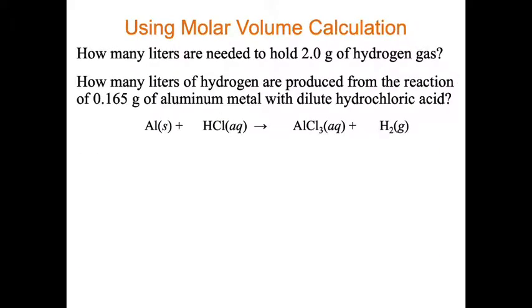So, how many liters of hydrogen are produced from the reaction of 0.165 grams of aluminum metal with dilute hydrochloric acid?